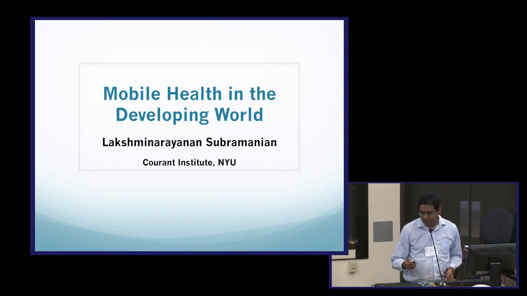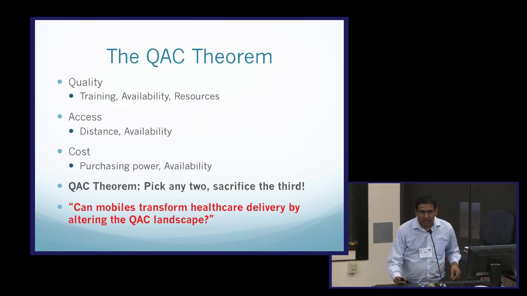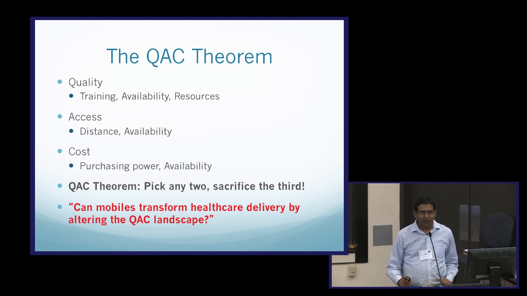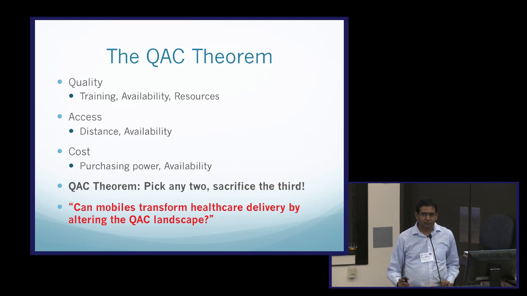So if I want to start out with one summary in terms of business models and the entire discussion we have had so far, this is the one lesson that I've learned working in mobile health. There are three basic parameters: quality of care, access to care, and cost of care. And in distributed systems, there's something called the CAP theorem, which is consistency, availability, and partitioning. In case you don't understand it, don't worry about it. But the basic point is pick any two, you don't get the third.